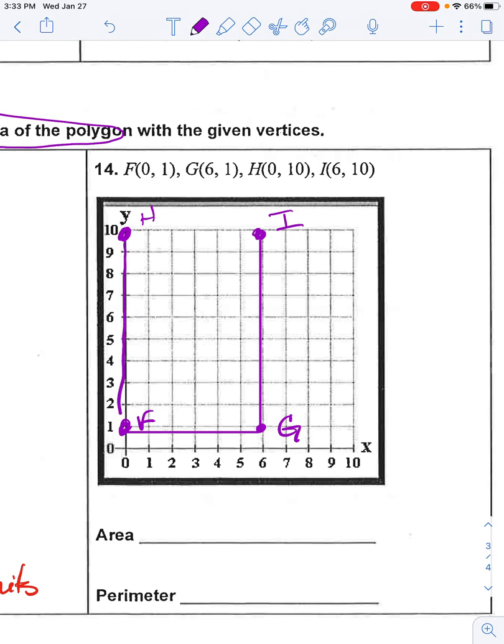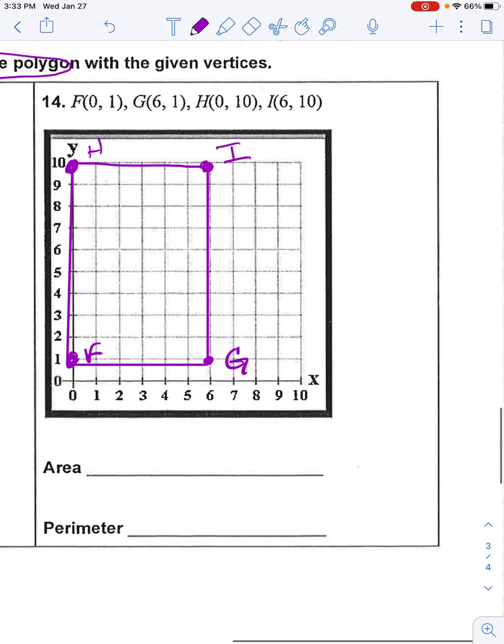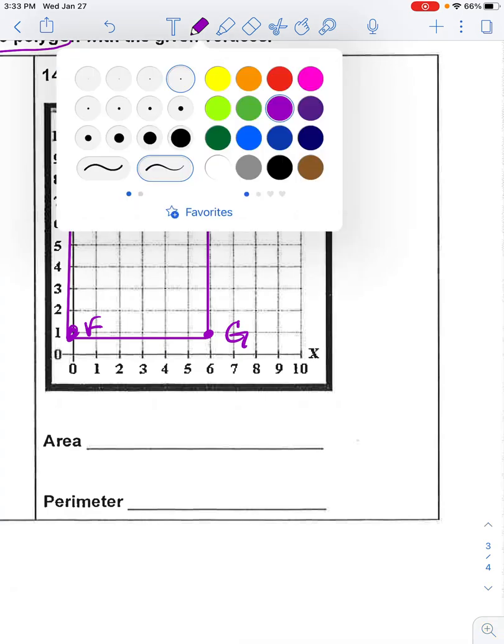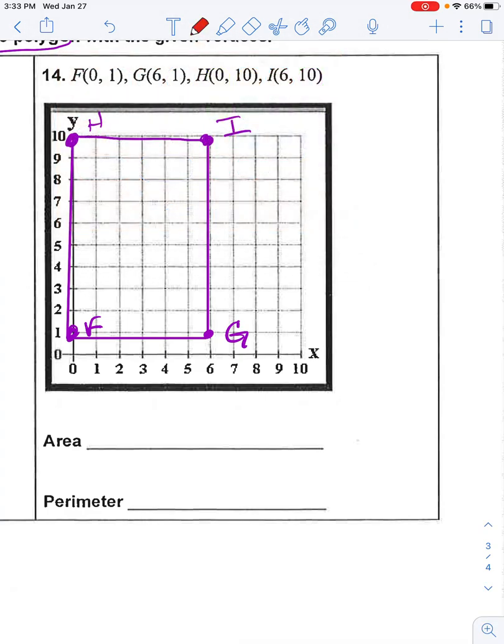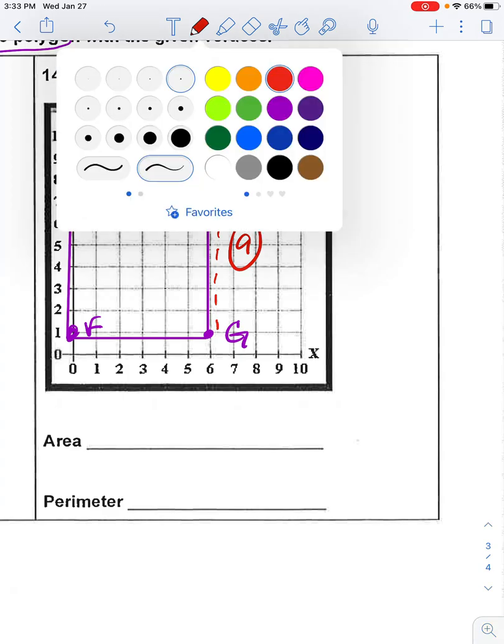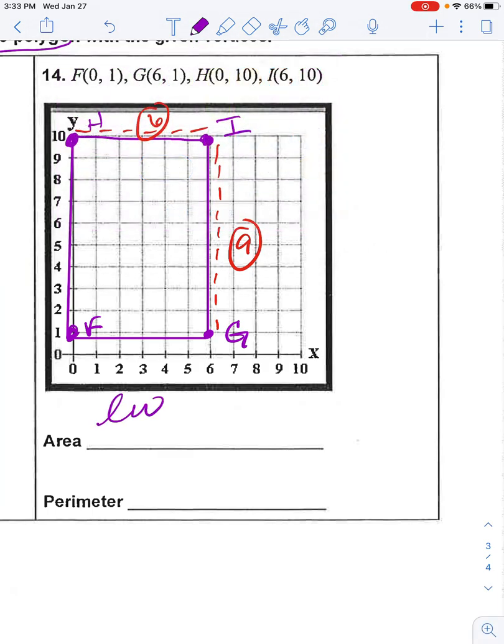Connect your dots tomorrow, label your dots tomorrow. Make sure it looks like something we know how to find the area and perimeter of, just a large rectangle. I'm going to go ahead and count. 1, 2, 3, 4, 5, 6, 7, 8, 9 by 1, 2, 3, 4, 5, 6. So when I do area, length times width, 9 times 6, 54 units squared.